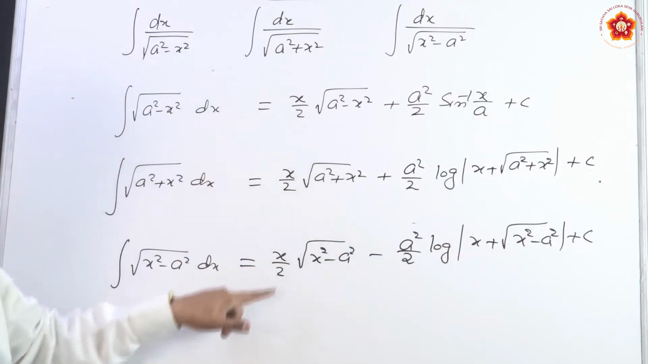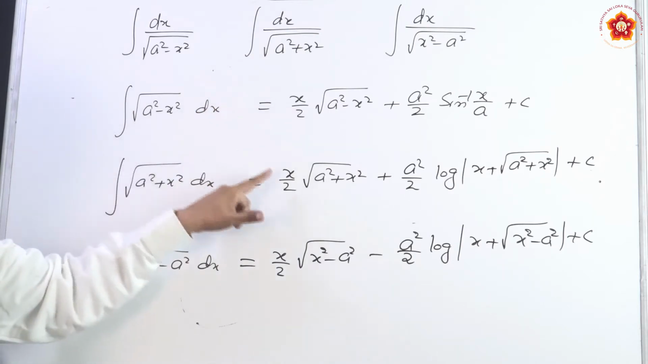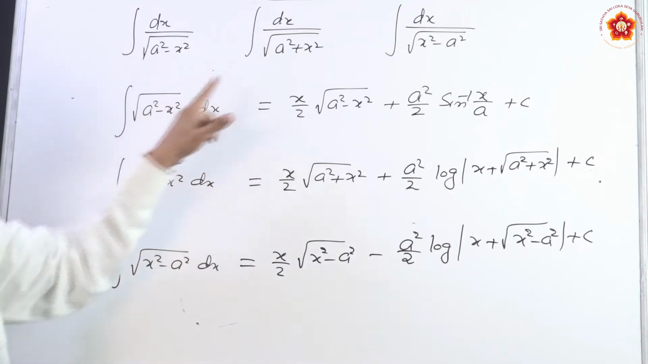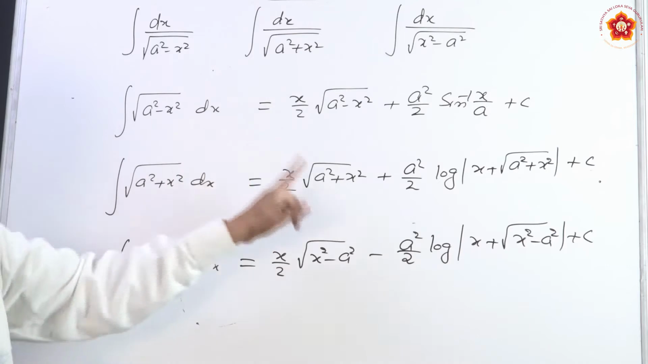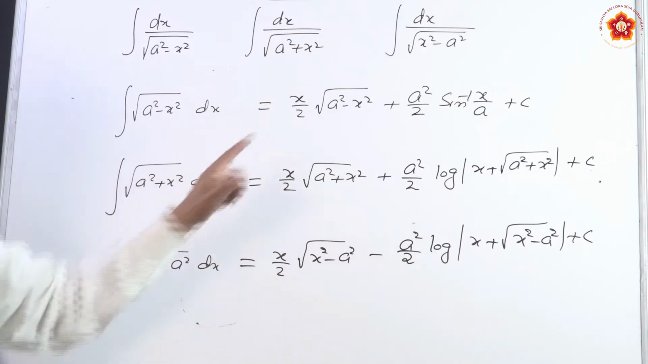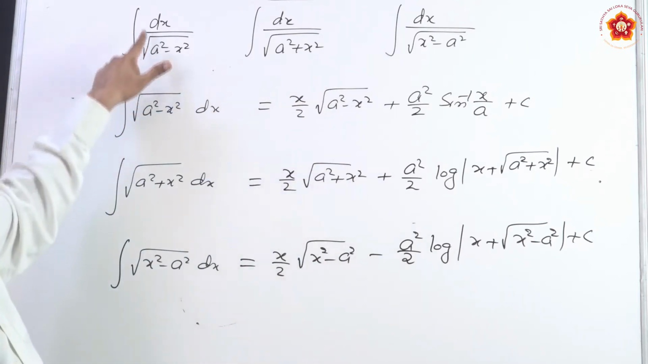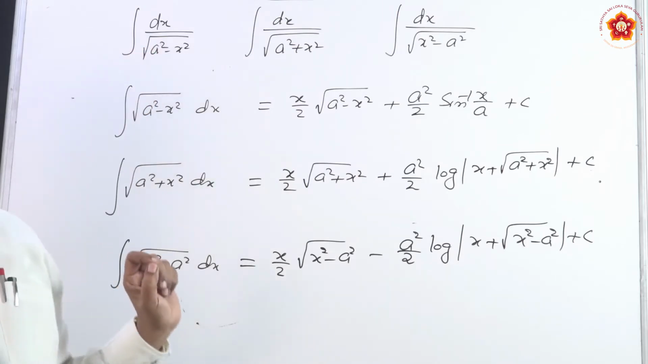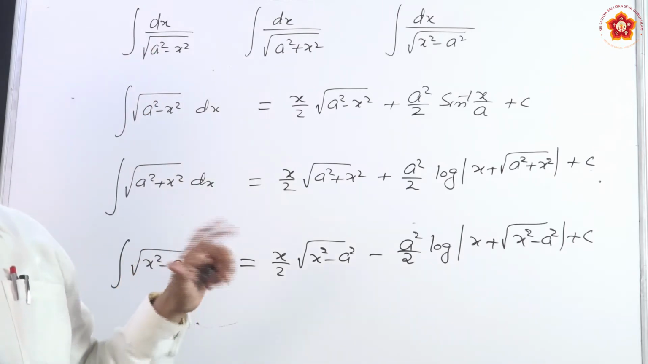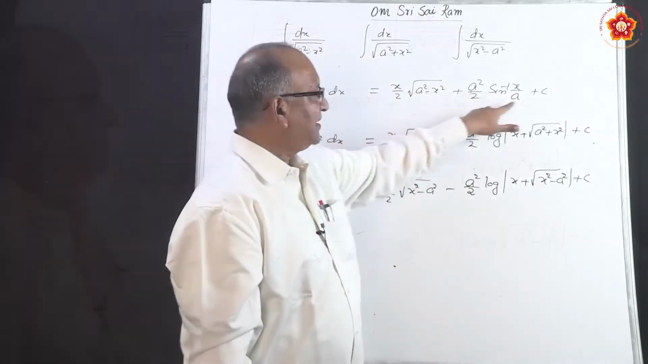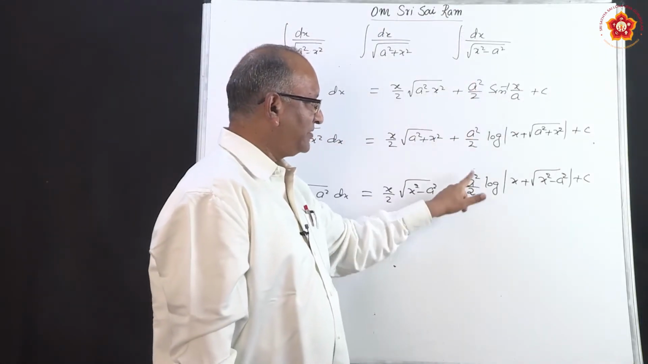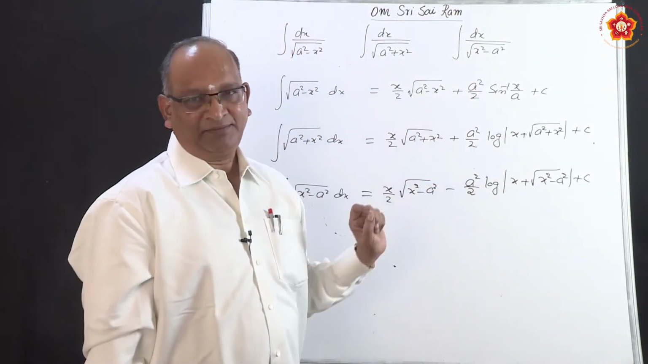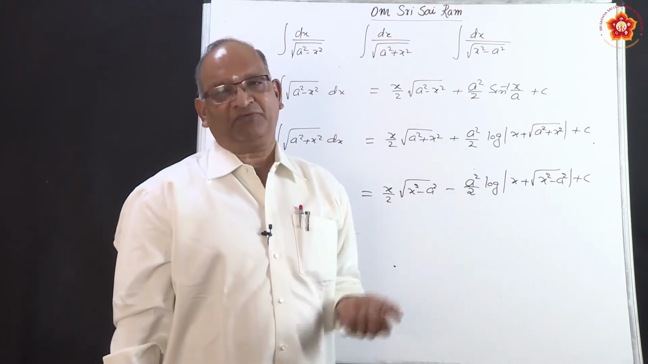The first part you can see is the same: x by 2 times whatever the function is. The second part differs. If you remember, dx upon square root of a square minus x square was sin inverse x by a. So that's what comes. A square by 2 is again common. This is how you can remember the formulae.